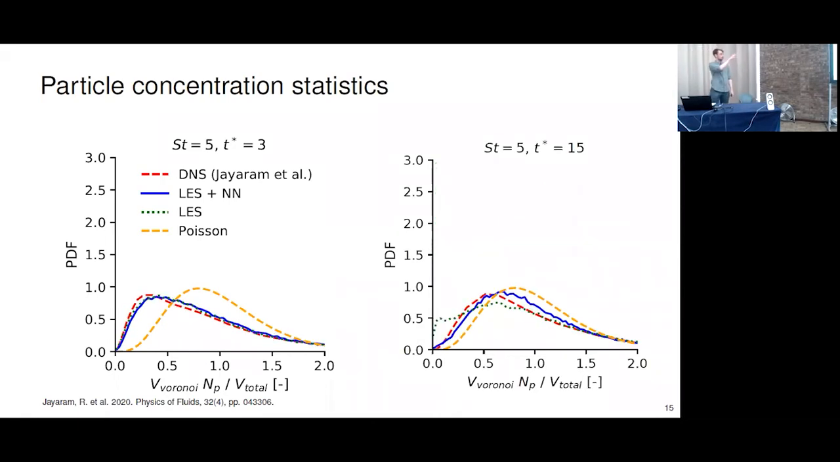And then, yeah, for Stokes number 5, again, at the start, we see really good agreement in all 3 cases. Then as the simulation progresses, the DNS and the neural network tend towards the Poisson distribution, so kind of uniform dispersion. And again, we see a little bit of clustering for the LES with no dispersion model.